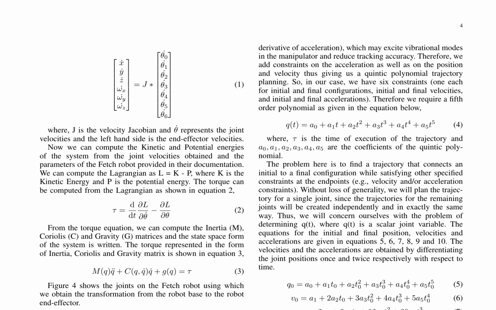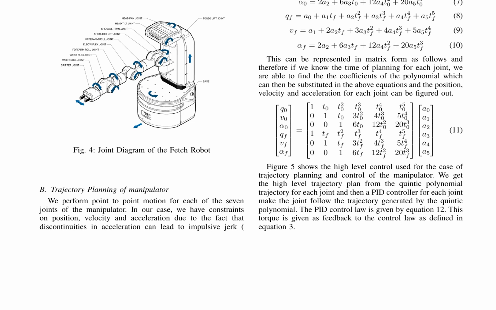A quintic polynomial trajectory planning is used to satisfy these constraints, resulting in a fifth-order polynomial equation Q(t) equals a0 plus a1t plus a2t squared plus a3t cubed plus a4t⁴ plus a5t⁵, where t is the time of execution of the trajectory, and a0, a1, a2, a3, a4, a5 are the coefficients of the quintic polynomial.